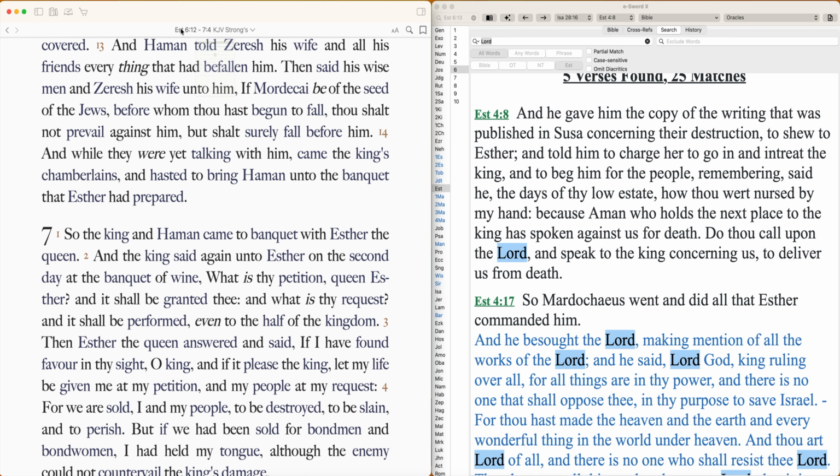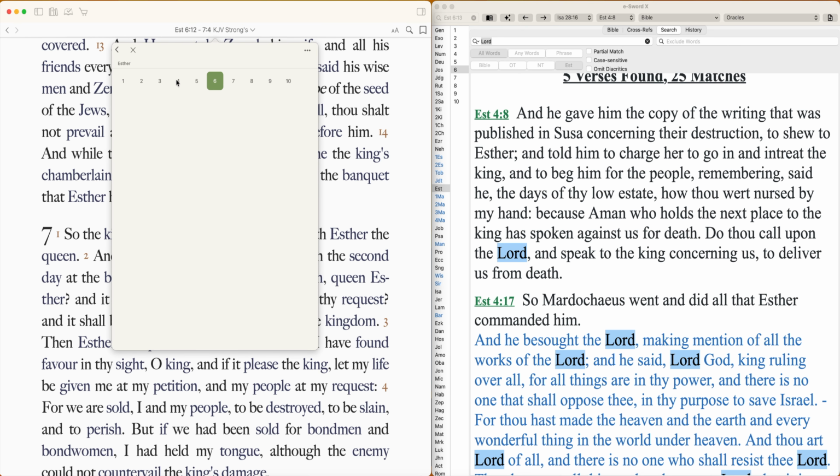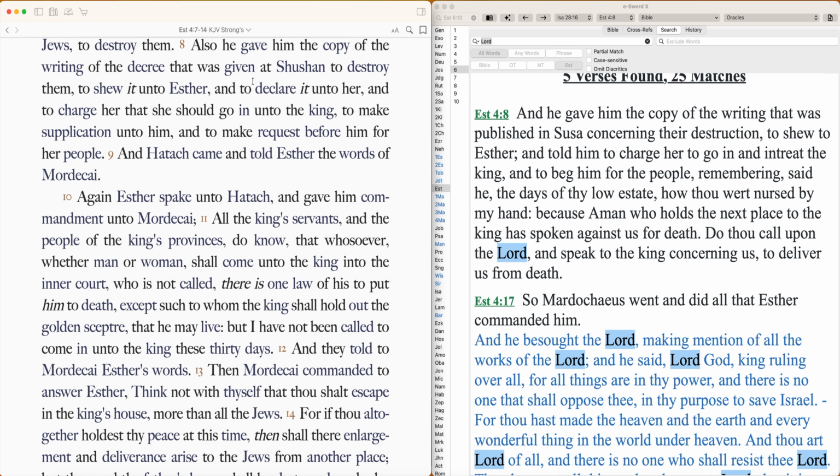I'm going to go back to Esther chapter 4 and verse 8 in the Masoretic text. This is what most people have in their Old Testament. Just about everybody. Okay, so he gave him a copy of the writing of the decree given at Shushan to destroy them, and to show it to Esther, and to declare it unto her, and to charge her that she should go in to the king to make supplication unto him, and to make request before him for her people. It didn't even mention anything about "Do thou call upon the Lord and speak to the king." It was taken out.